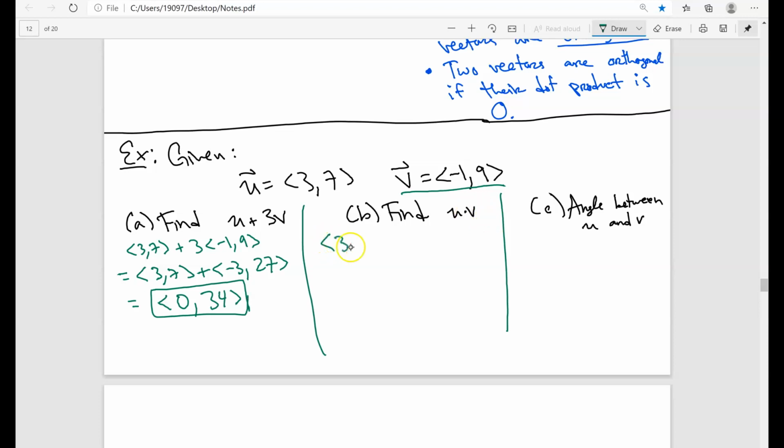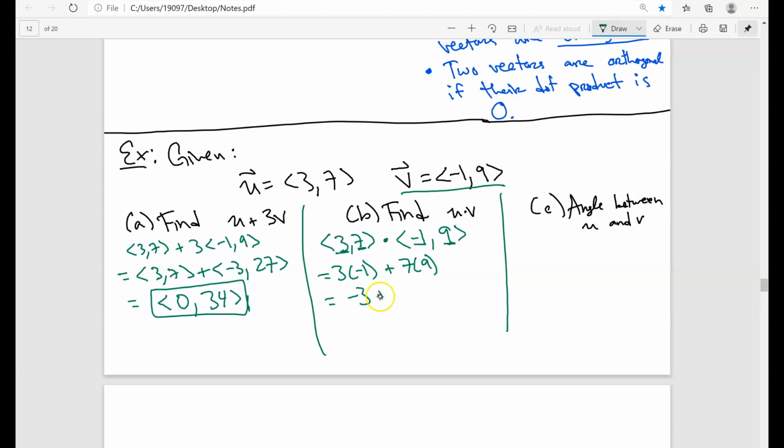Now we want to take the dot product. So the dot product is going to be 3, 7 dotted with negative 1, 9. The way you do it is you take the two numbers, multiply them together, and take the sum of the y components multiplied together.